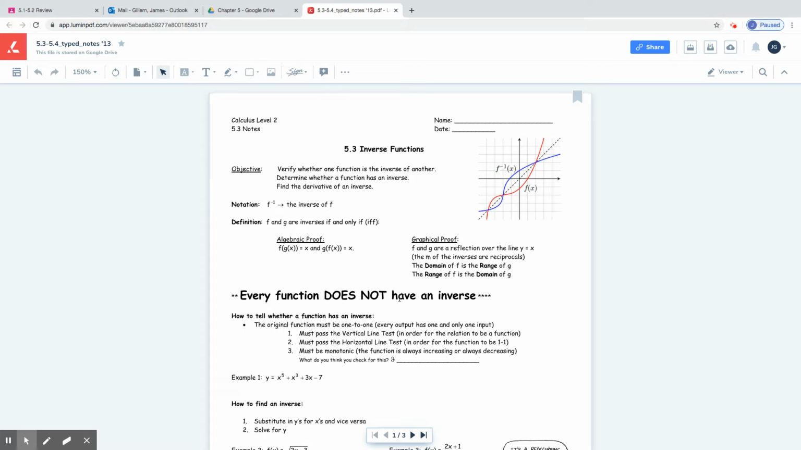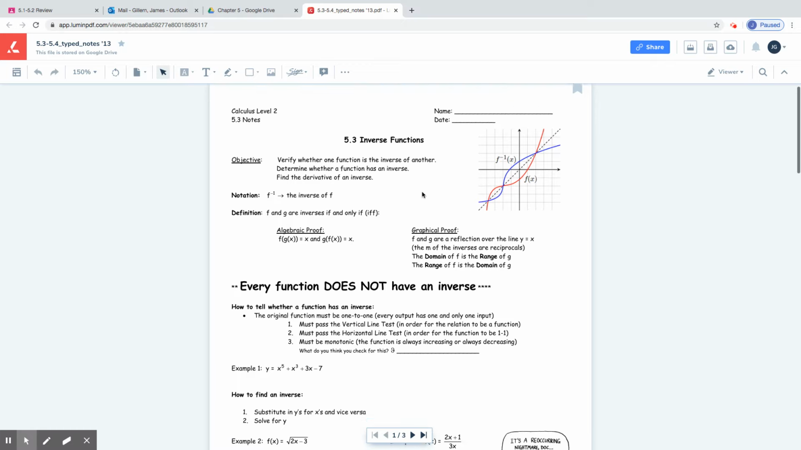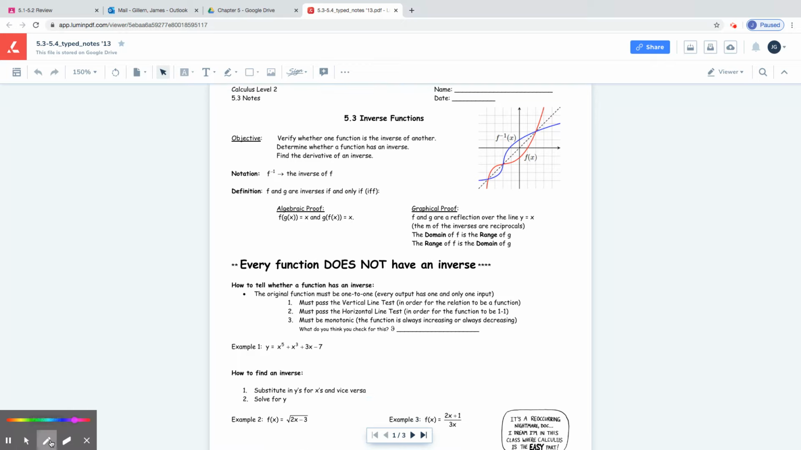So what we're going to be talking about first should be a little review, and it is inverse functions. If you see this notation right here, f to the negative first, that means the inverse of f. There are two ways you can show that they're inverses.